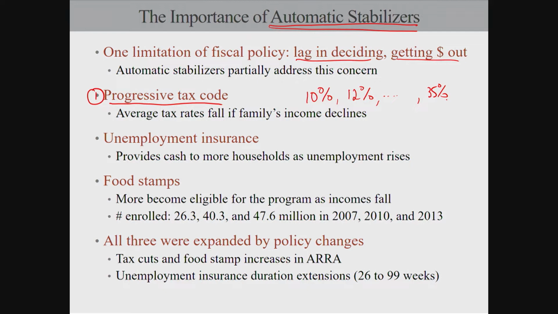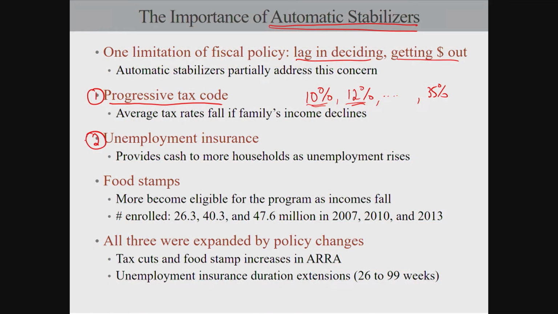Okay, so if my income is very high and I have a marginal tax rate of 35%, but then I lose my job, my income will fall, and my average tax rate will then be much lower. Maybe if I had half of my income taxed at 10% and half taxed at 12%, it would only be an 11% effective tax rate. So this progressive tax code basically means that you get to keep a larger share of your income as income falls. And so that will serve to cushion somewhat the effects of any economic downturn.